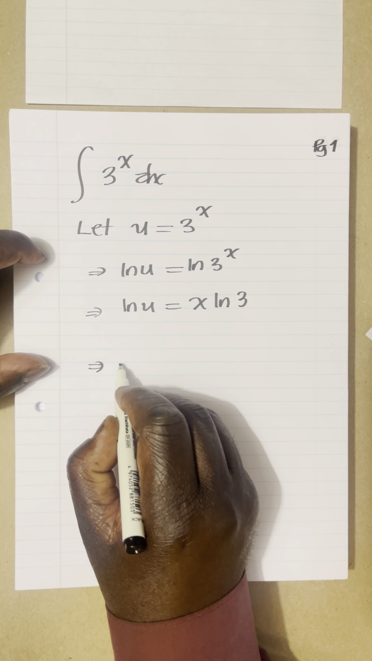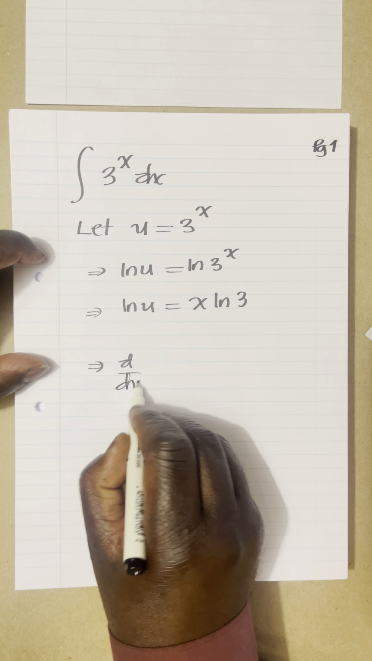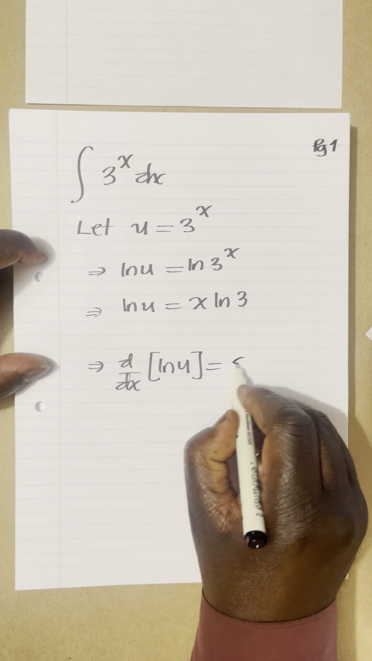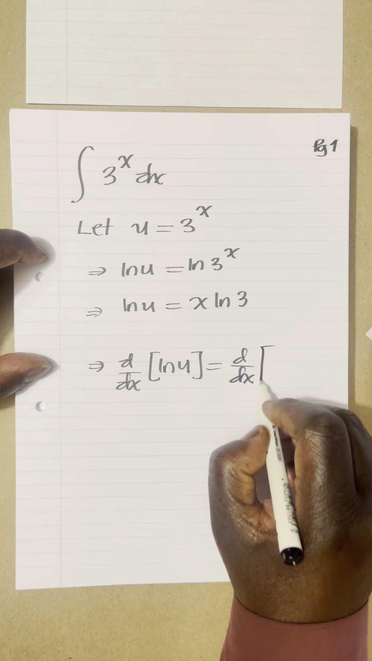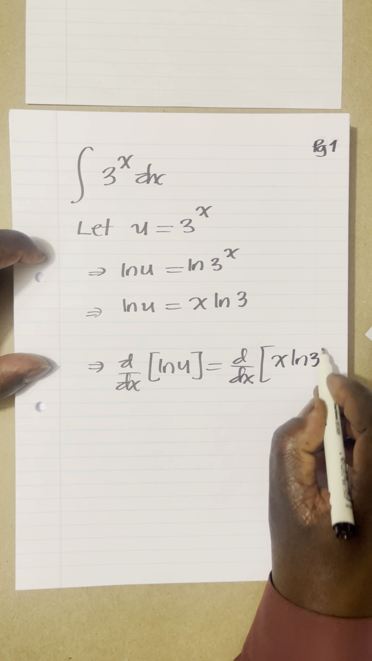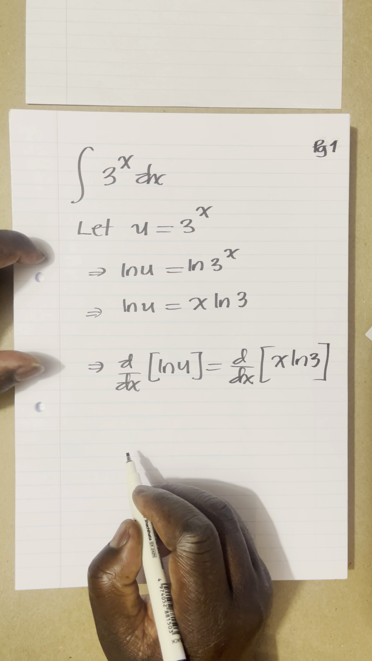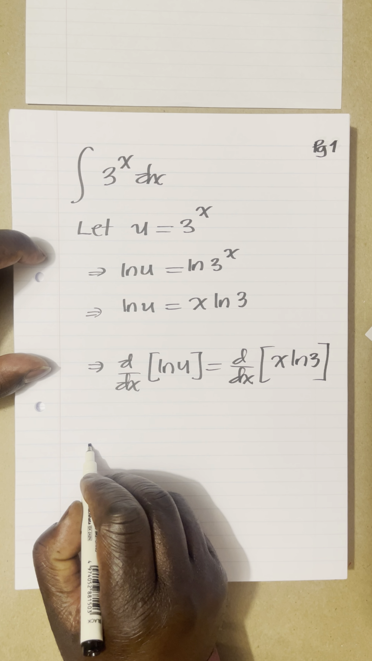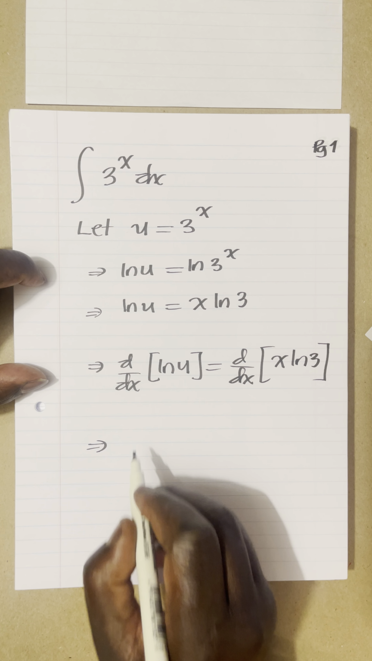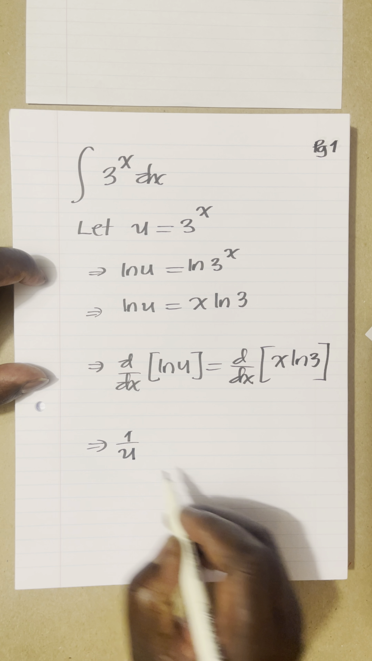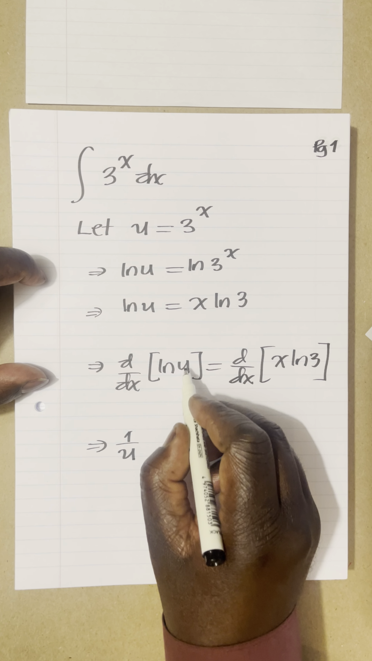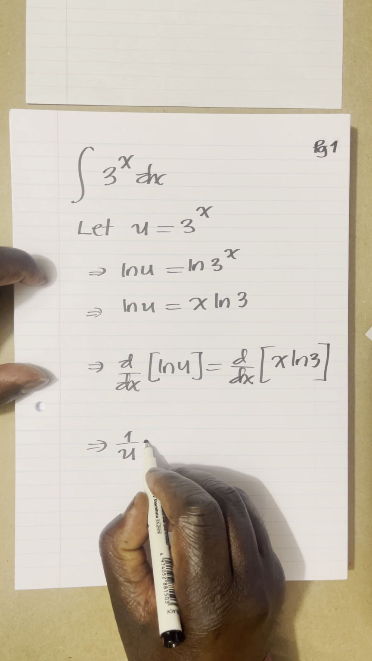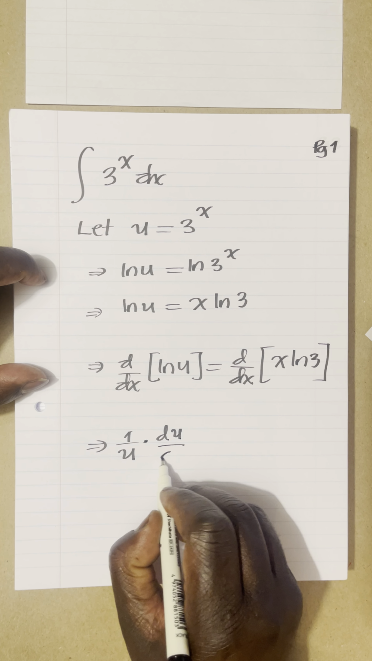So what we have now is derivative with respect to x of the natural log of u must be equal to derivative with respect to x of x times the natural log of 3. Now, on the left-hand side, remember, we have u there, so we have to use what we call implicit differentiation, of course, taking into account the chain rule. So we have to say 1 over u. Remember how we differentiate natural logs, reciprocate the expression in front of the natural log, and then we multiply by derivative of that. So times derivative of u with respect to x.